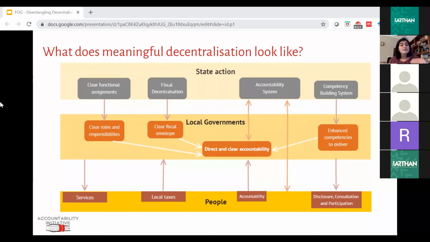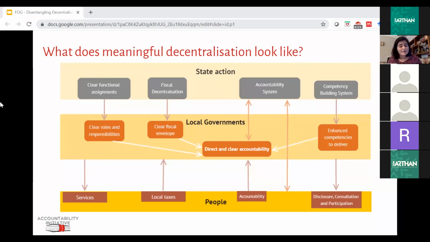And we believe that this lens can be a great way of looking at disentangling systems and structures. And this is what has actually helped us in our own research in trying to create these organograms. And so this can finally lead to better services, we hope. Local taxes probably will go up, better disclosure, consultation, participation, and hopefully it will lead to better accountability. And so this is what I want to leave you with.